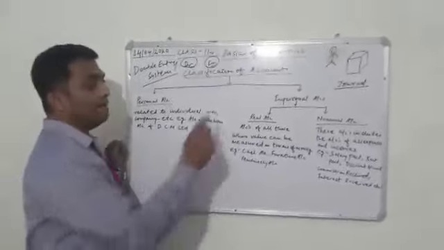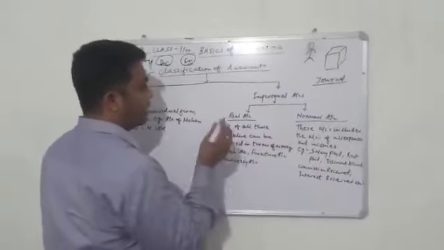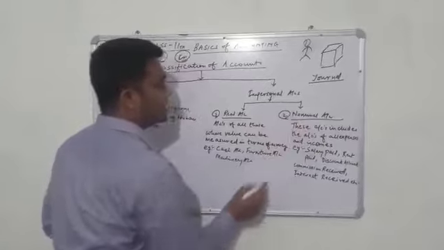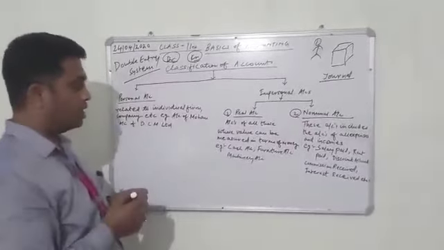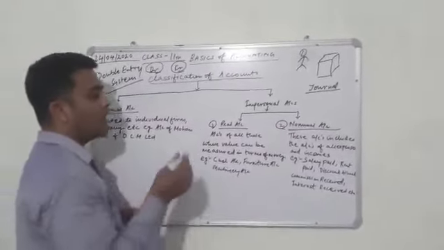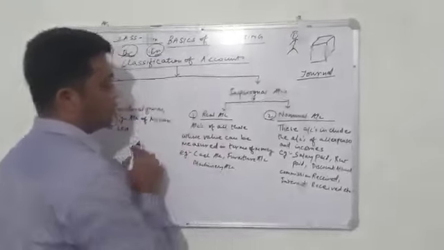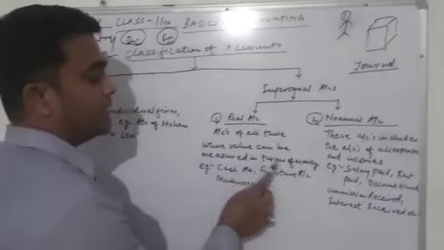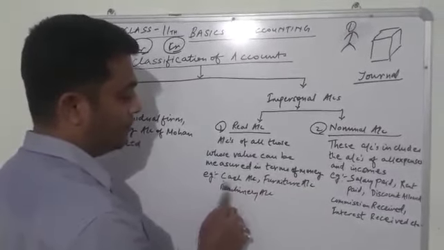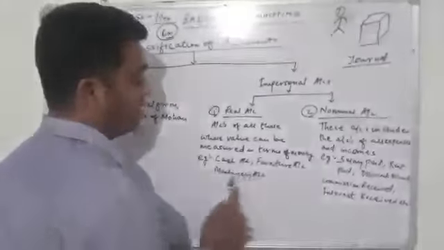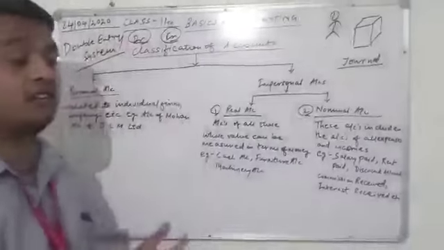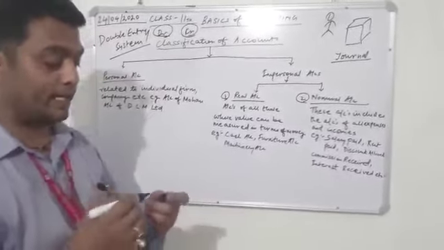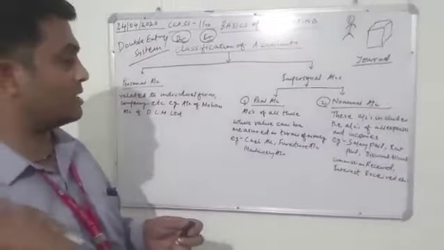Okay. Impersonal account are of two types. First is real account and second is nominal account. So real account are those whose value can be measured in terms of money. Example: cash account, furniture account, machinery account, which are real. After selling which we will be getting some money, yani which realize something.